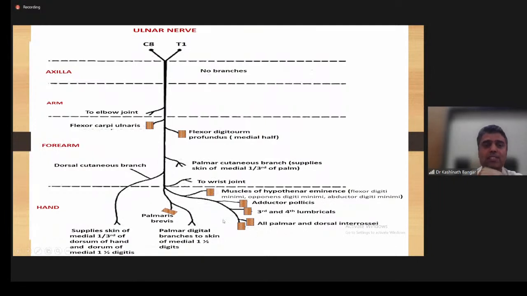Why this is important is that if the ulnar nerve gets impacted just at the level of Guyon's canal, then the dorsal cutaneous branch will be spared, and the sensation of this area, the dorsum of the medial third of the hand, will be intact. So we'll see what it is.